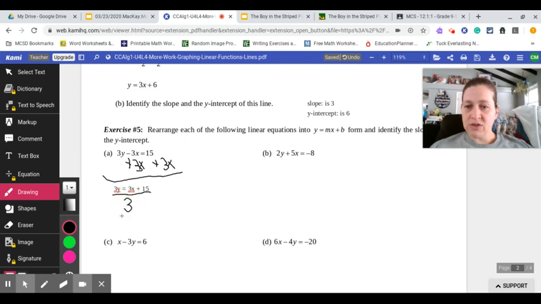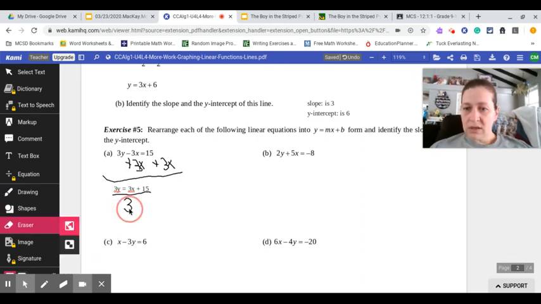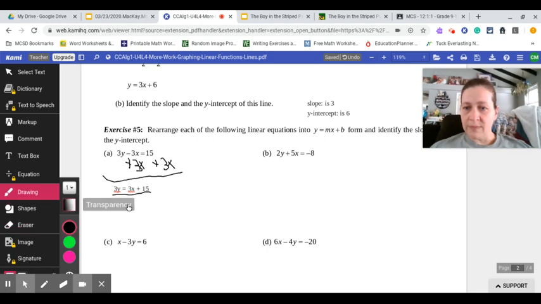Next thing I'm going to do is divide everything by 3. You may have seen Miss Cashin do it like this. I'm going to divide this side by 3 and this side by 3. That gives me y equals, 3x divided by 3 is 1x, and then 15 divided by 3 is 5. Which gives me my slope of 1, and my y-intercept is 5.